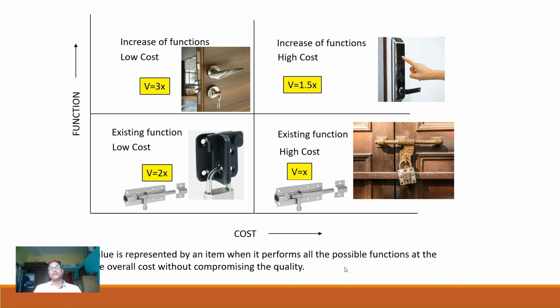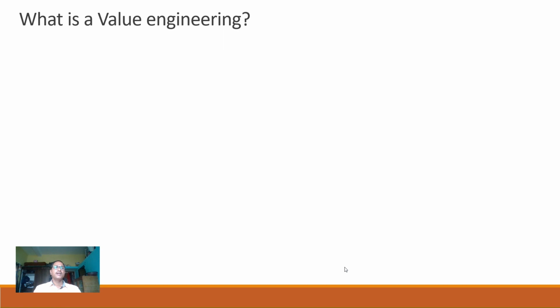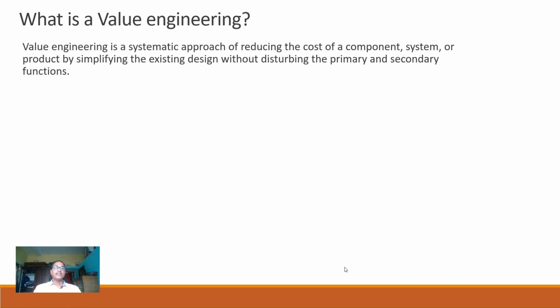Now let's move on to what value engineering means. Value engineering is a systematic approach of reducing the cost of a component, system, or a product by simplifying the existing design without disturbing the primary and the secondary functions. Okay. Now let's see an example for the value engineering.